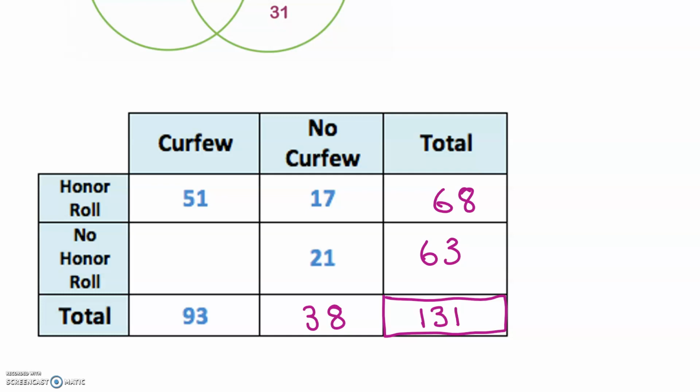Now we can again use this number to work backwards to find out this missing one. We're going to take 21 away from this 63. So we're going to go 63 take 21, so we get 42. And hooray, we've filled out our two-way table. It's just a bit of problem solving. Usually you're going to be subtracting or adding to find those missing parts.